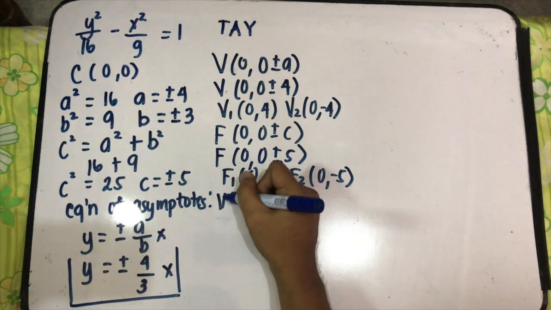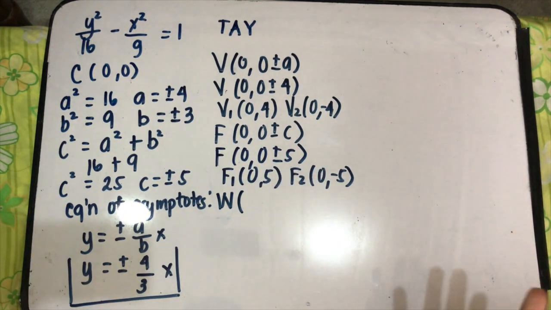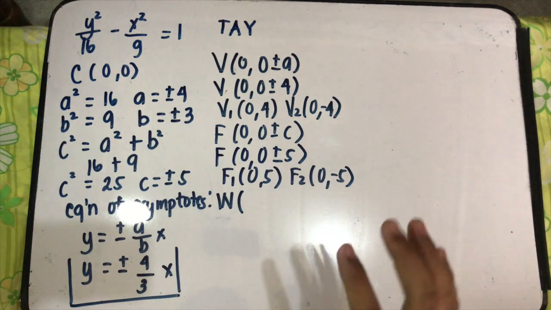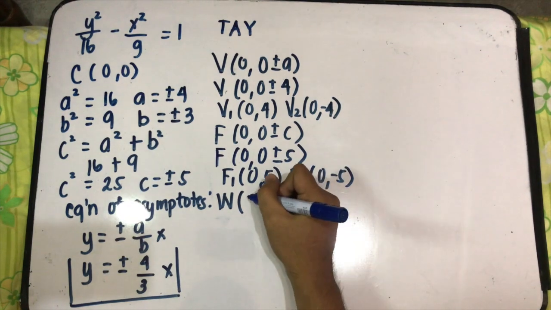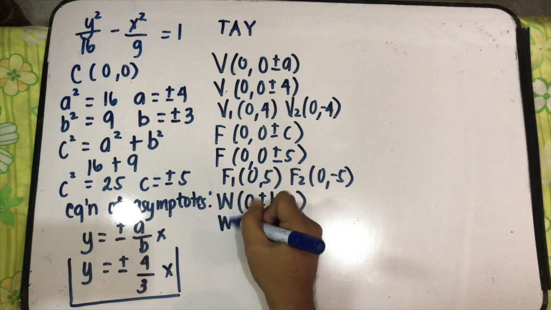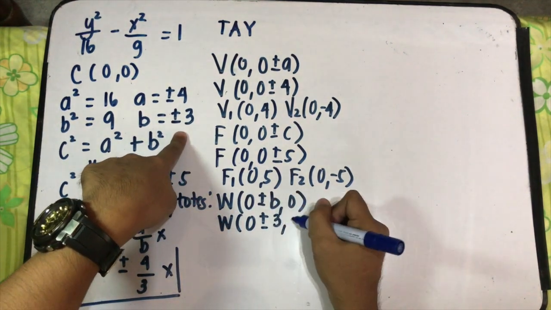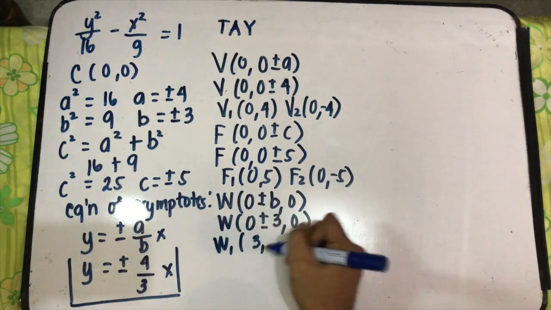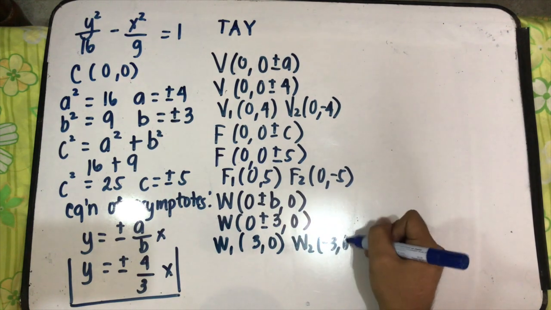So let's now have the co-vertices, W. The co-vertices should be on the opposite axis of the vertices and the foci. Therefore, we will be adding and subtracting values from the x coordinates. So we'll be having 0 plus minus b and then 0. Therefore, W should be located at plus minus, what is the value of b? We have 3 and then 0. W1 should be located at 3 and 0, and W2 should be located at negative 3 and 0.